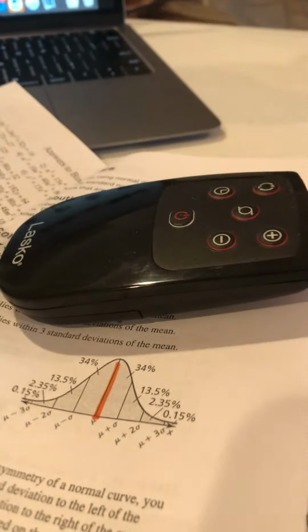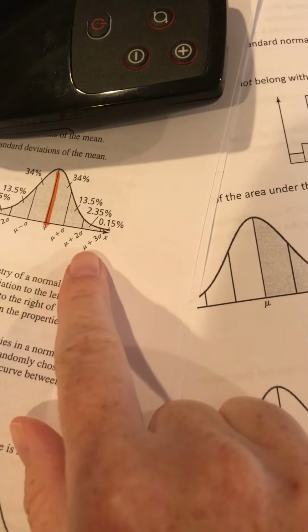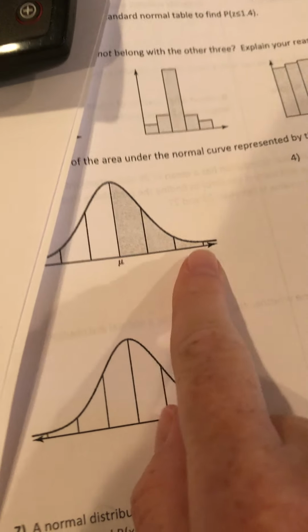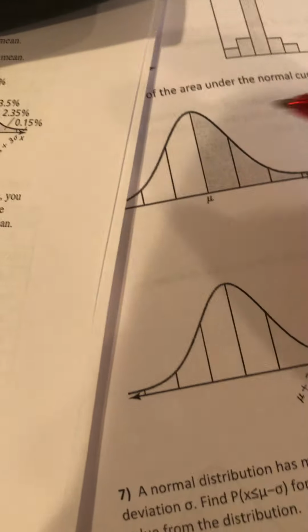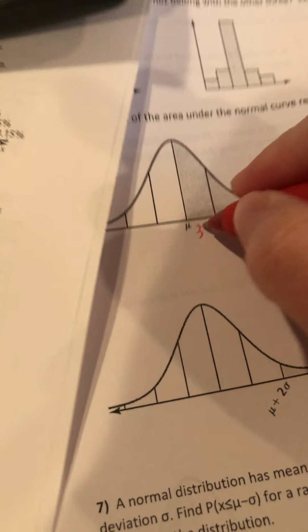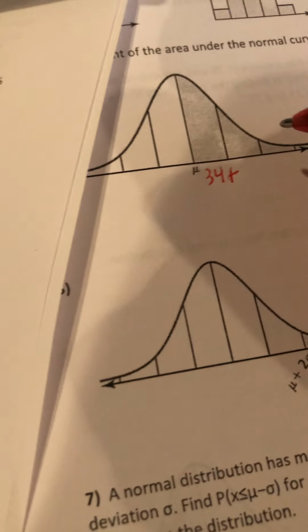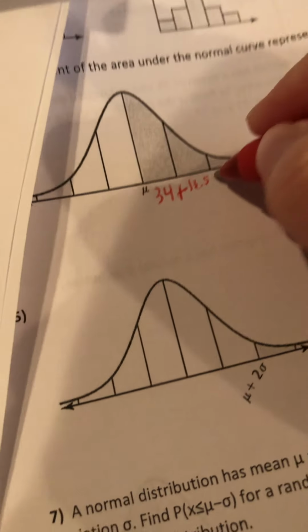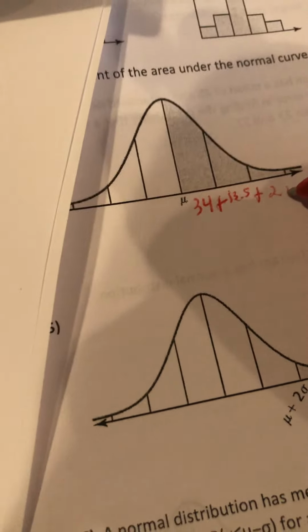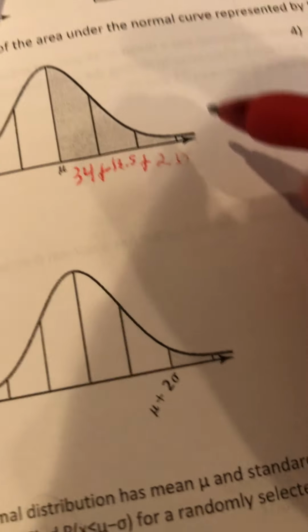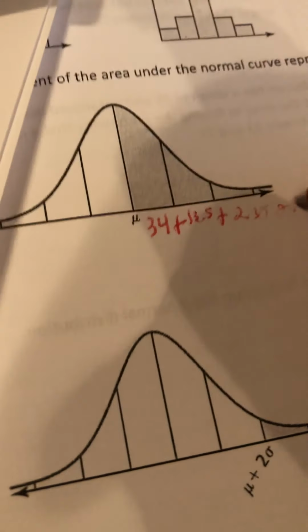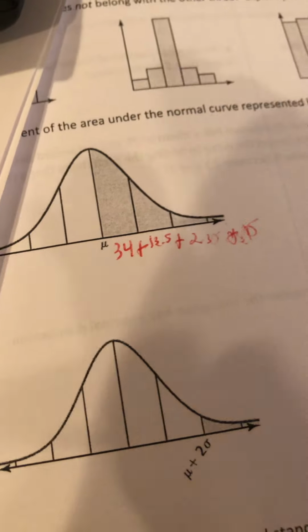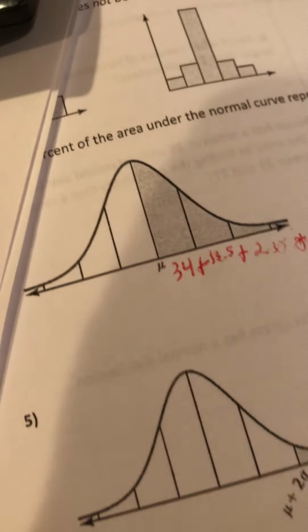Okay, here we go. So here's the data, and you can see these are shaded. So my personal opinion is I would say, okay, this one's 34, and this one is 13.5, and this one is 2.35, and it looks to me like this one is also 0.15. Looks like that all is, oh my gosh. Let me move the papers.